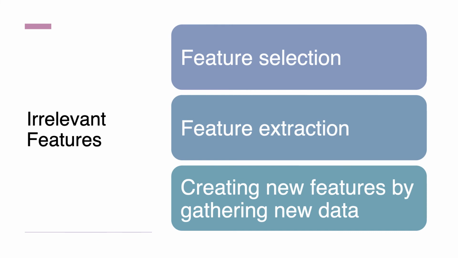Your system will only be capable of learning if the training data contains enough relevant features and not too many irrelevant ones. A critical part of the success of a machine learning project is coming up with a good set of features to train on. This process, called feature engineering, involves the following steps: feature selection, selecting the most useful features to train on among existing features; feature extraction, combining existing features to produce a more useful one. As we saw earlier, dimensionality reduction algorithms can help. And creating new features by gathering new data.